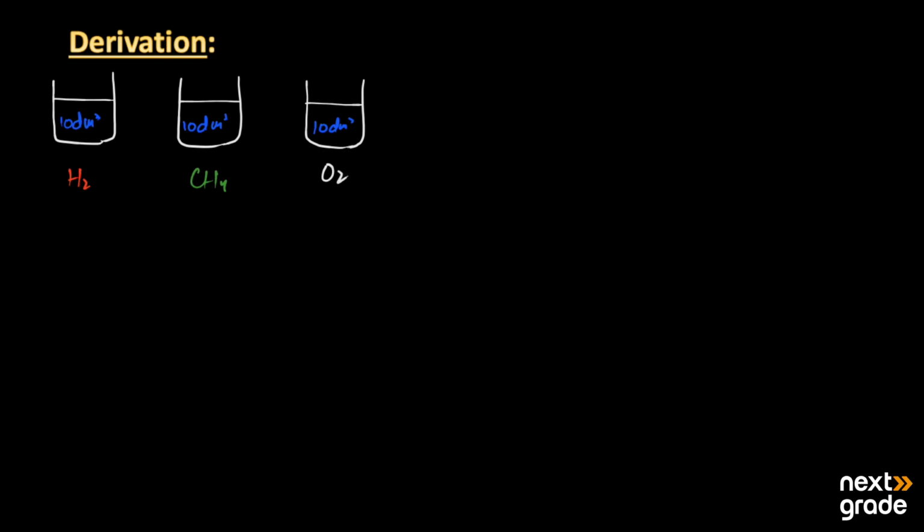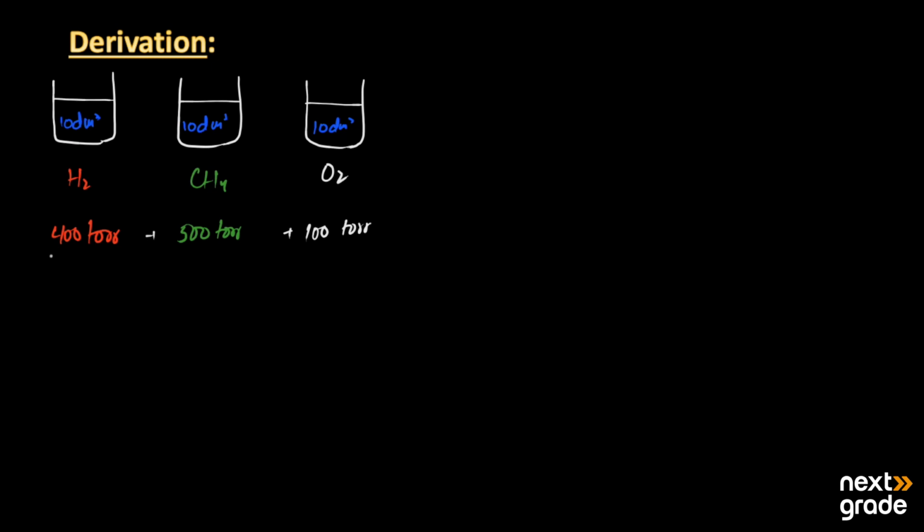So let's have a look at its partial pressure. The first gas, which is hydrogen, its pressure is almost 400 torr, and the pressure of methane is 500 torr, and the pressure of the oxygen gas is 100 torr.